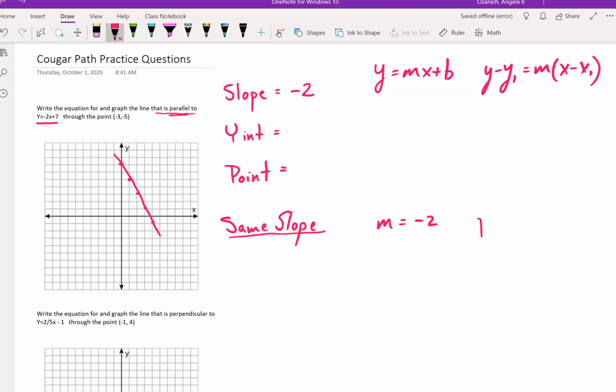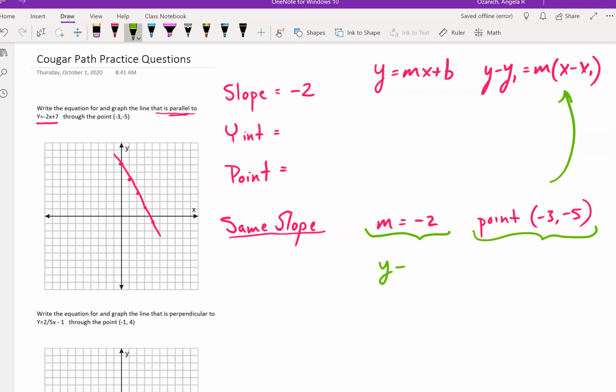And then we're given a point, and that point is the point (-3, -5). Now, some of you, especially if you're really into working with equations, might want to take this piece of information and this piece of information and plug it into point-slope form, which is totally fine. We can totally do that. In fact, let's try it right now.